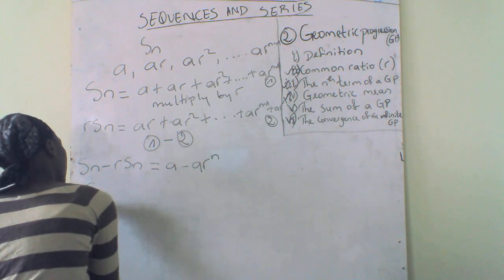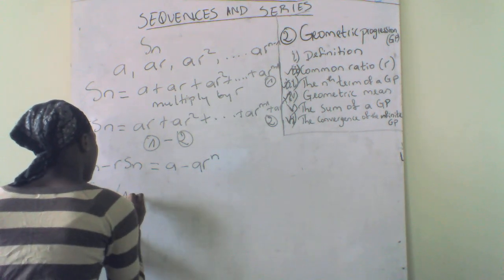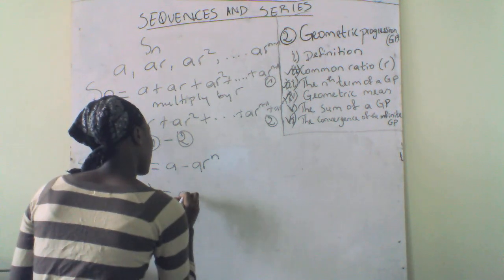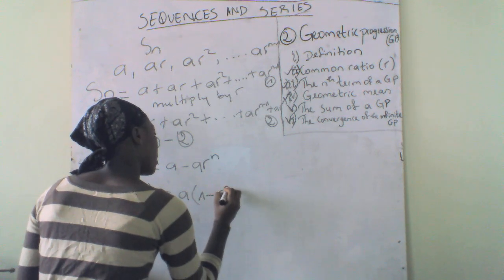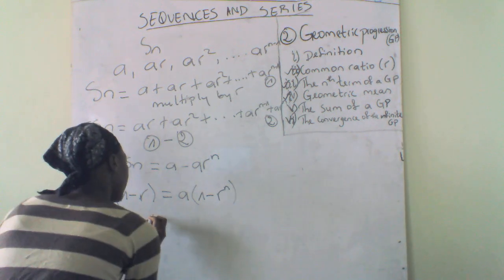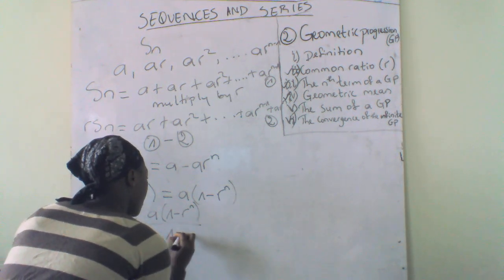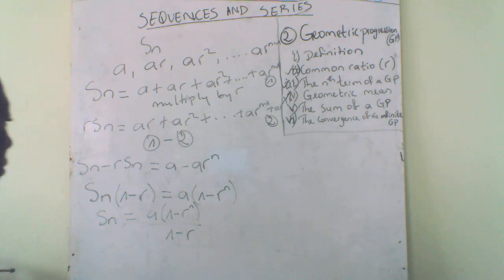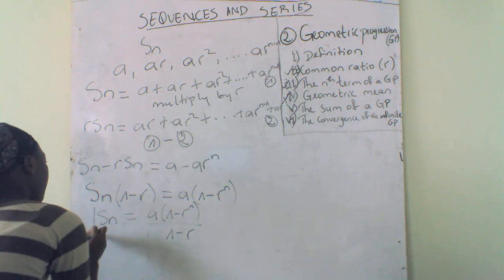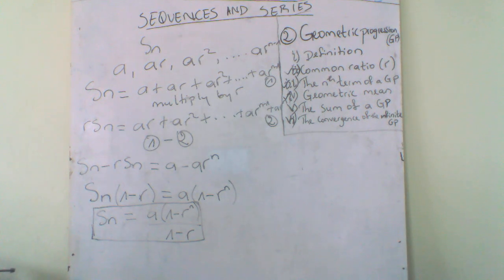I'm looking for Sn, so let me factorize it, since it is common. It will give me Sn into 1 minus r equals, I do the same here, a into 1 minus r^n. Therefore Sn will be equal to a into 1 minus r^n, all over 1 minus r. So this is said to be the formula to get the sum of a GP.